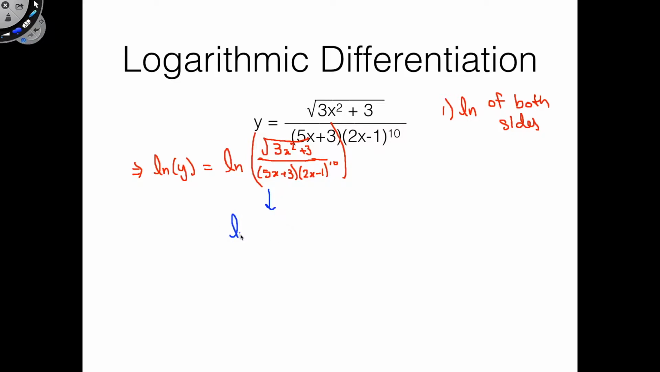So first thing we have to do is identify what's going on here. We've got a square root, we've got an exponent, we've got a product, and we've got a quotient. So what's the biggest thing that's happening here? Well, the biggest thing that's happening is the quotient, right? So we're going to start with the quotient. So we're going to go ln of root 3x squared plus 3 minus ln of 5x plus 3, 2x minus 1 to the 10th.